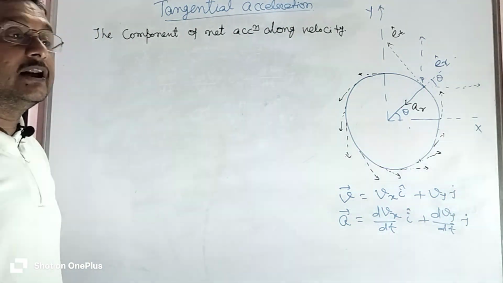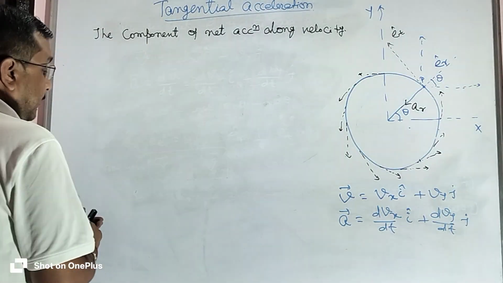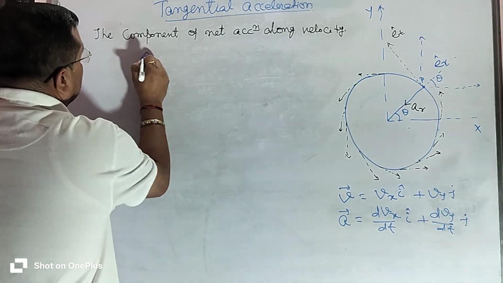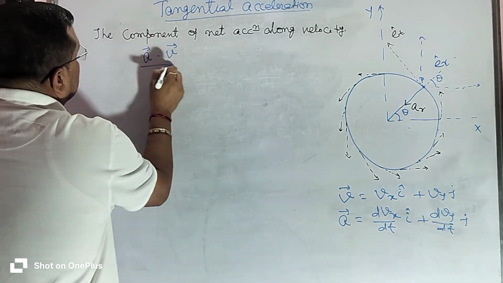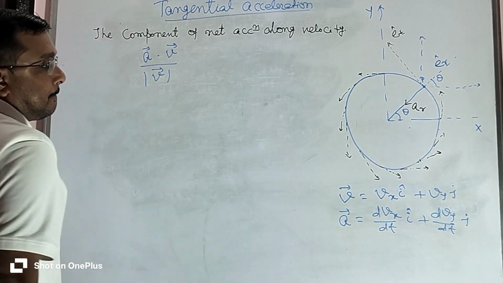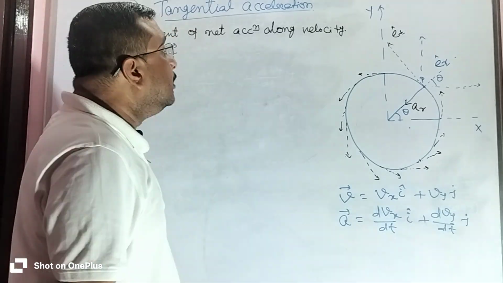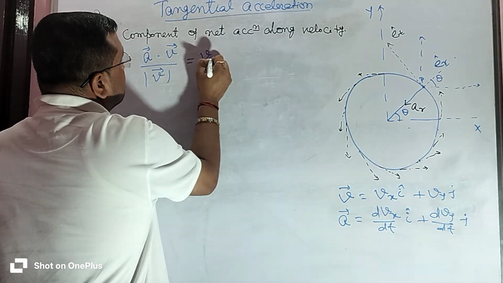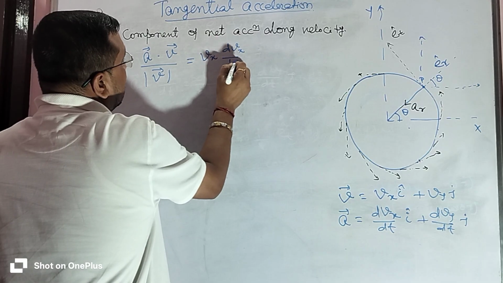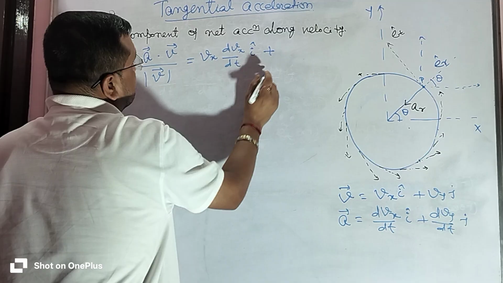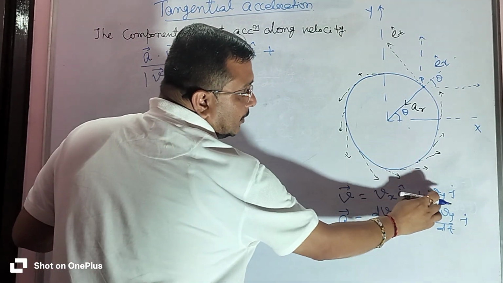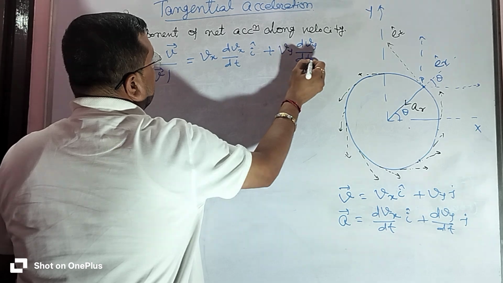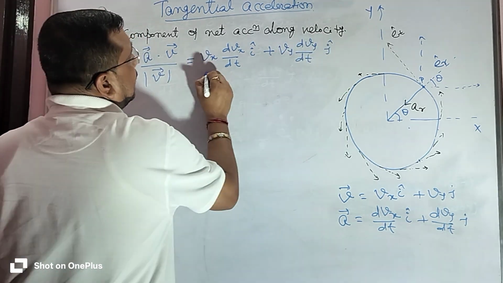तो कंपोनेंट ऑफ एक्सीलरेशन अलोंग वेलोसिटी का मतलब क्या हो गया कि a dot v by magnitude of v, यही होगा. तो a dot v कितना होगा, v_x (dv_x/dt) i plus v_y (dv_y/dt) j, by mod of v.